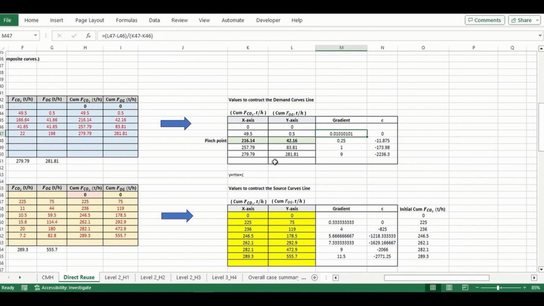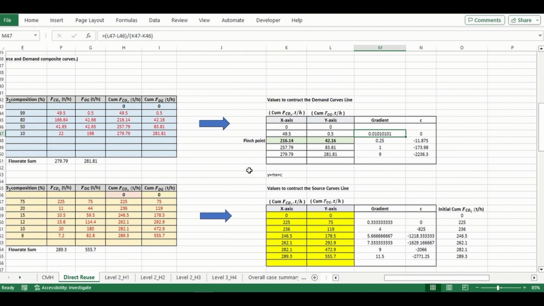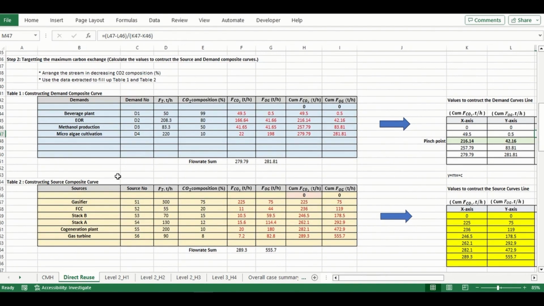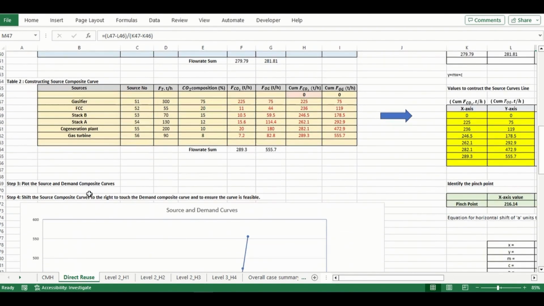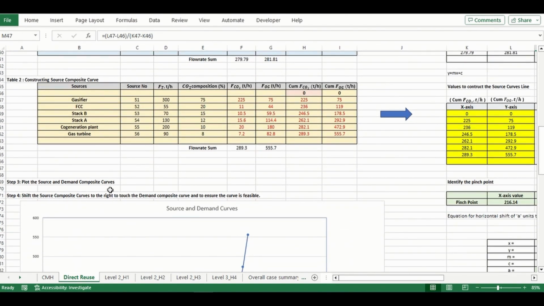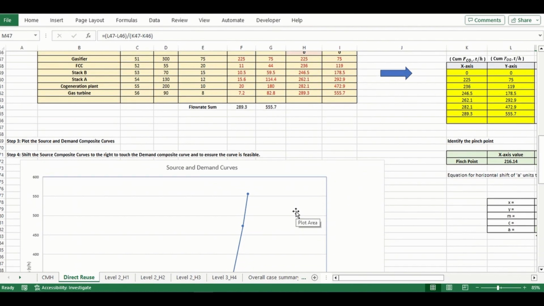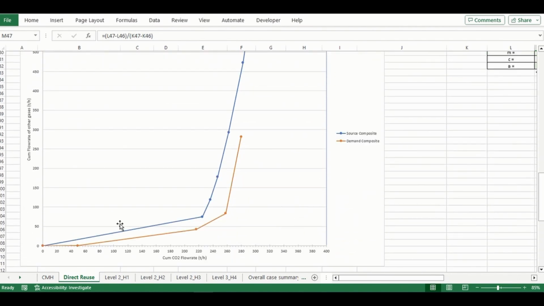So based on the values that we have calculated, we can proceed to step 3, which is to plot the source and demand composite curve lines. For the initial stage, we get the blue one for the source composite curve line and the orange one for the demand composite curve line. If you can see, the two lines are not touching.